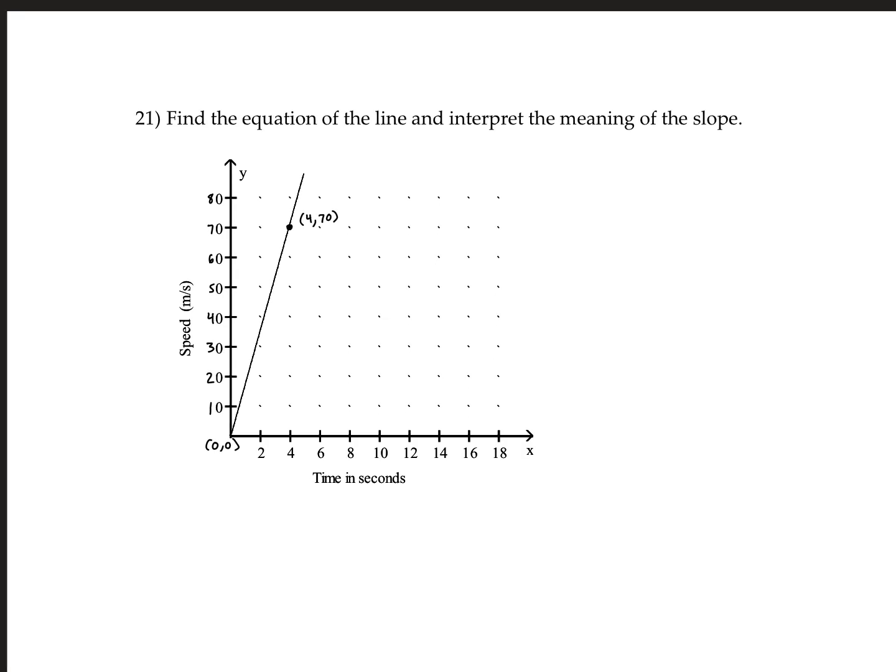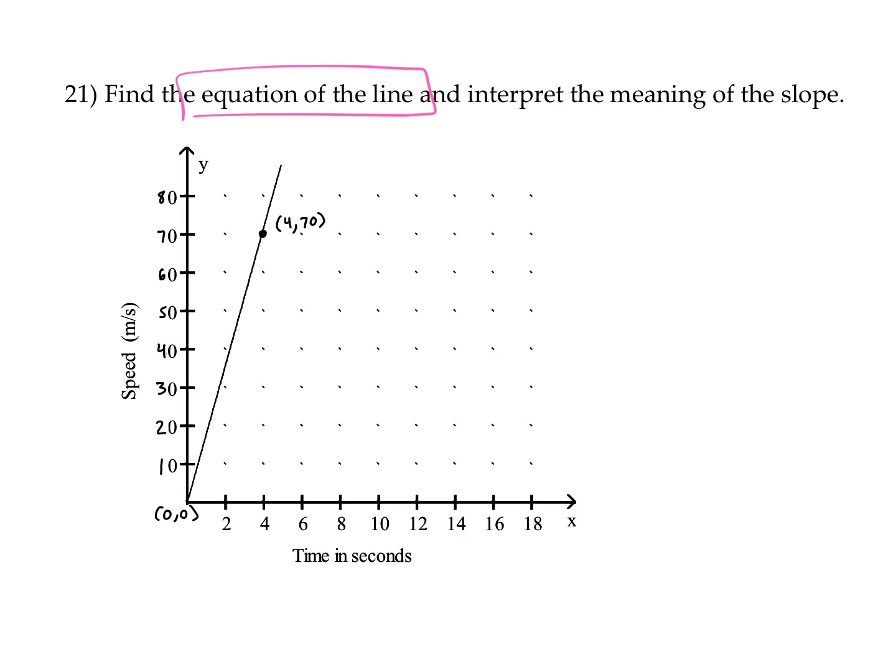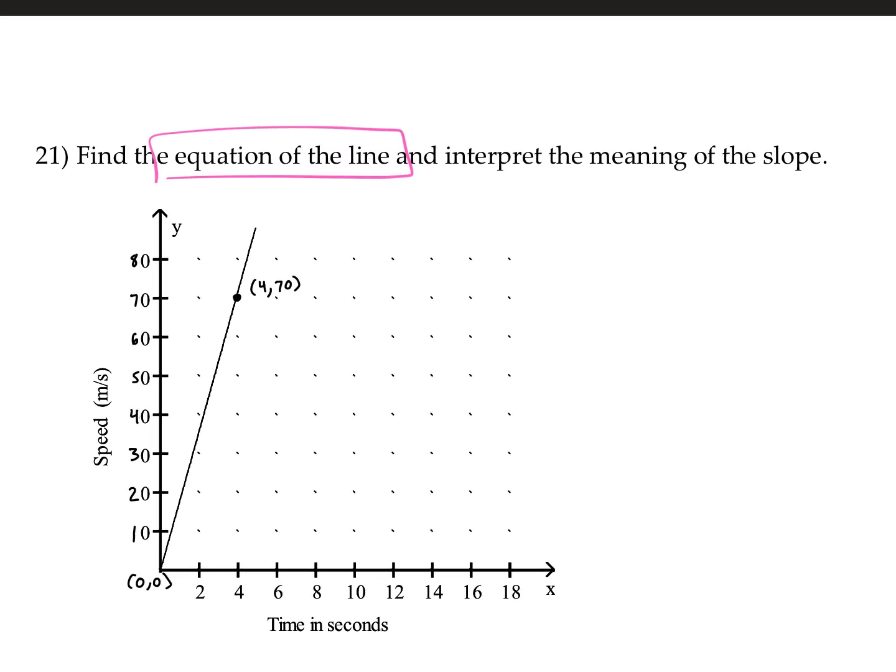So in 21, we want to find the equation of a line and interpret the meaning of the slope. So first, let's find the equation of a line. We can use one of our two formulas. It doesn't say, so when it doesn't specify what type of equation of a line, we can pick. Here, I have a point. I also have the y-intercept, so I could use either one. Do you want to use point slope or slope-intercept? Point slope? We can do that. So point slope is y minus y1 is equal to m times x minus x1.